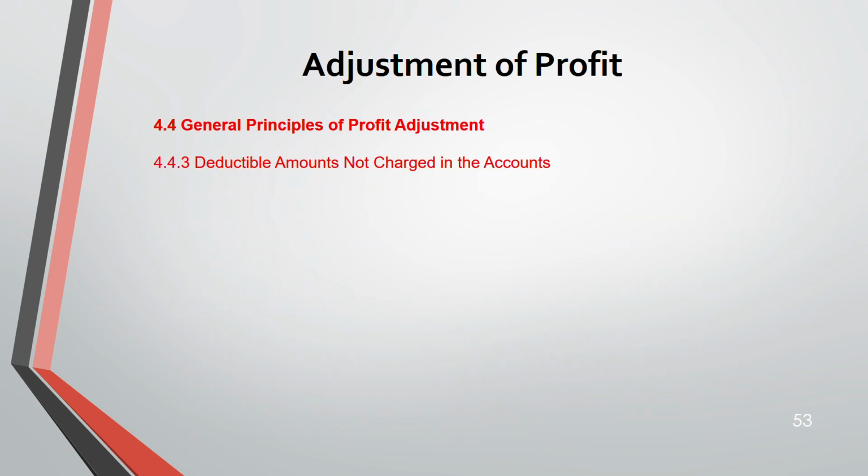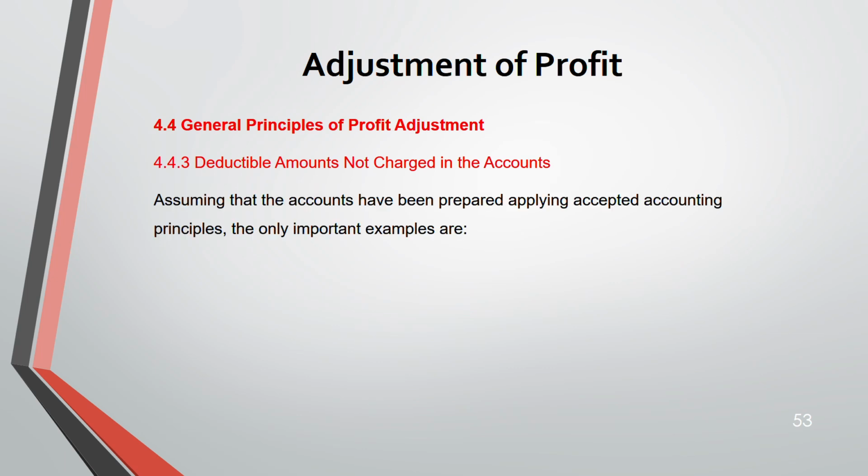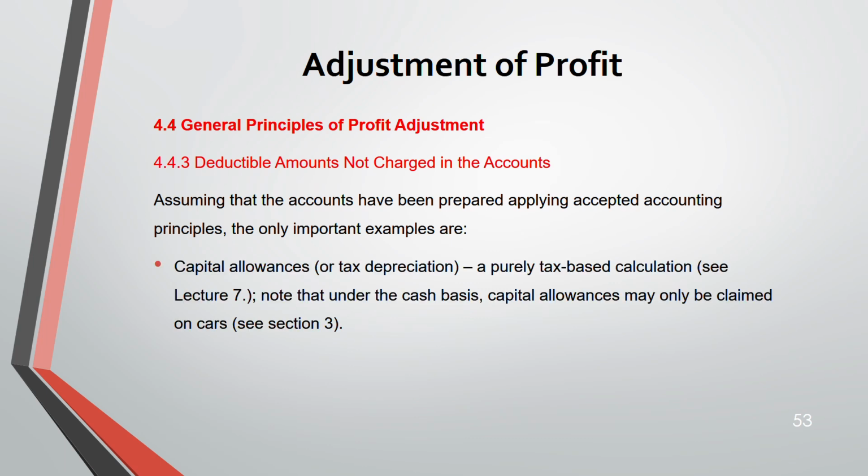Third category, deductible amounts not charged in the accounts. They are deductible, you can deduct, but you did not take them in the accounts. Now you can deduct them. The only important examples are, the first one, capital allowance. That's why we are told to calculate capital allowance. For the tax authority, they take it as tax depreciation. We'll see this in lecture 7. Note that under cash basis, capital allowance may only be claimed on cars, not any other asset. See section 3 for that.